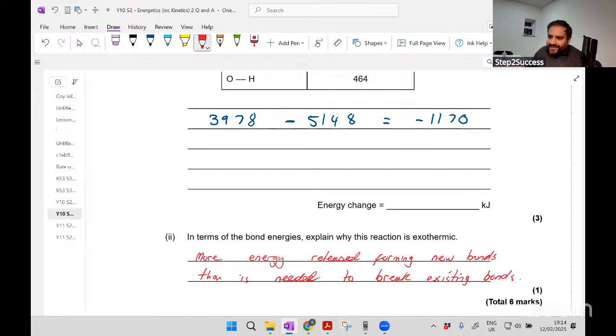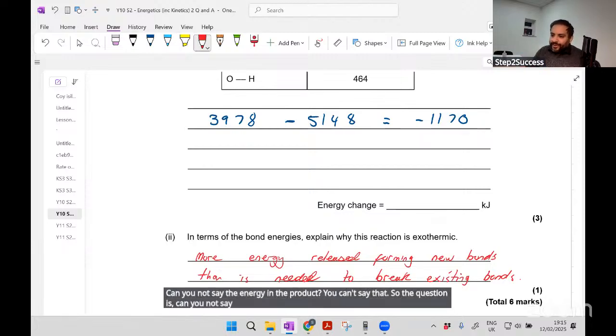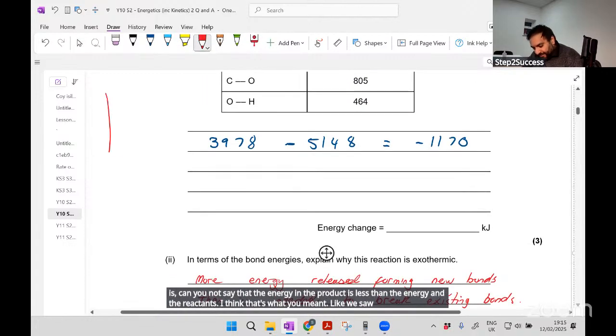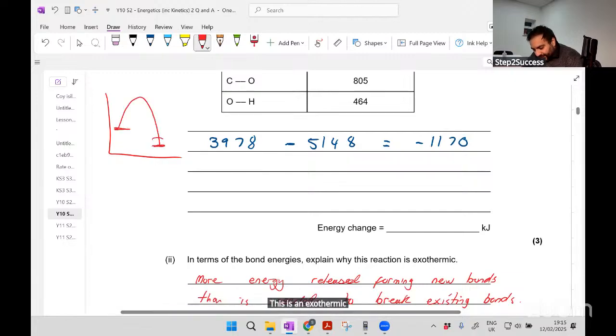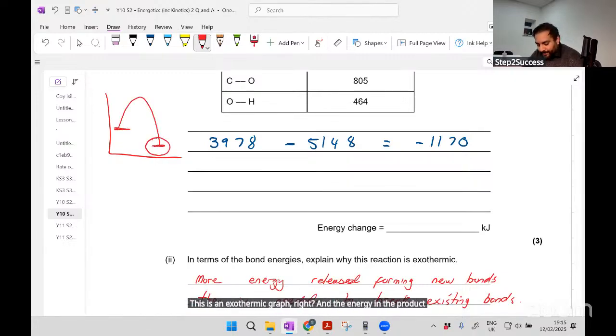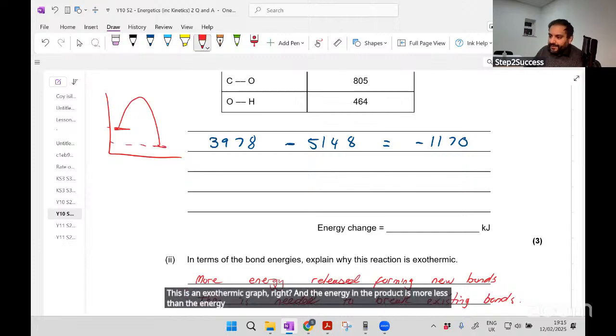Can you not say the energy in the product? So the question is, can you not say that the energy in the product is less than the energy in the reactants? I think that's what you meant. Like we saw when we had one of those graphs, right? So this is an exothermic graph, right? And the energy in the product is less than the energy that we started with in the reactants.